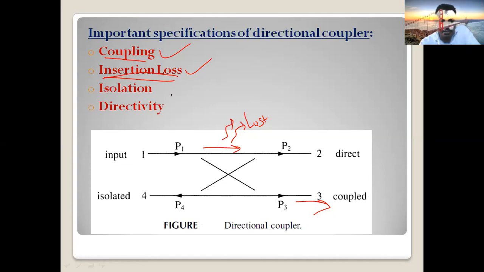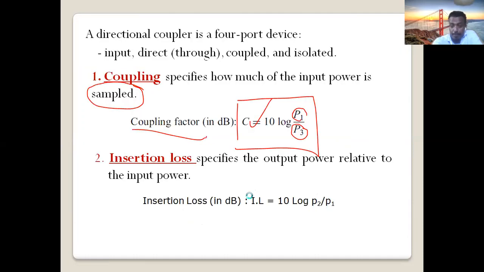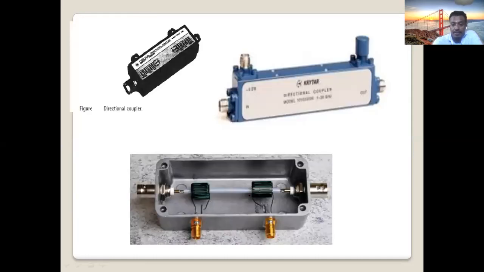Two more specifications here. Very important ones: isolation and directivity. As we have discussed, a directional coupler is directional. When you apply P1, some amount of power is transmitted directly here. There is also a signal which comes to the coupling, the second transmission line. If you apply a signal here, this is our coupled port, P3.